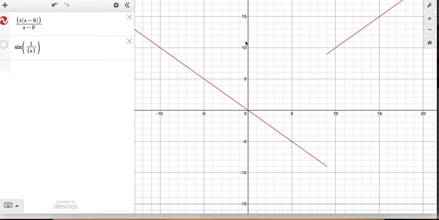Okay? And we can see that as it approaches 9 from the right-hand side, we get a value of 9. But from the left-hand side, we get a value of negative 9. So as a two-sided limit, it doesn't exist. But as one-sided limits, it does exist.